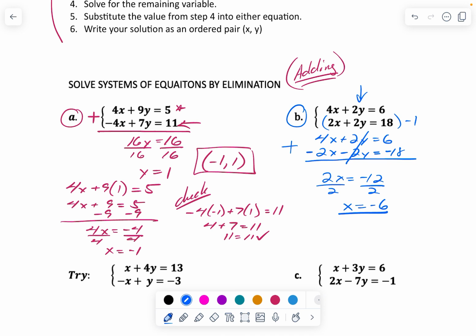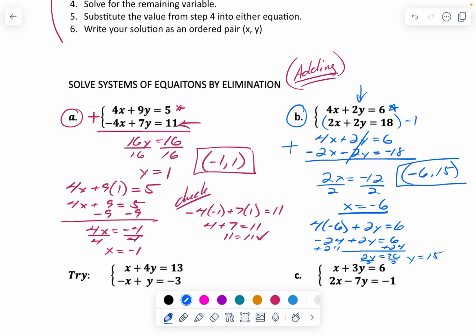Now that we know that x equals negative 6, we can take either equation. I'm just going to take the first one. And we're going to find y now. So negative 24 plus 2y equals 6. I'm going to add 24 to both sides. That gives me 2y equals 30. Dividing both sides by 2, y equals 15. So negative 6, 15 is my answer.